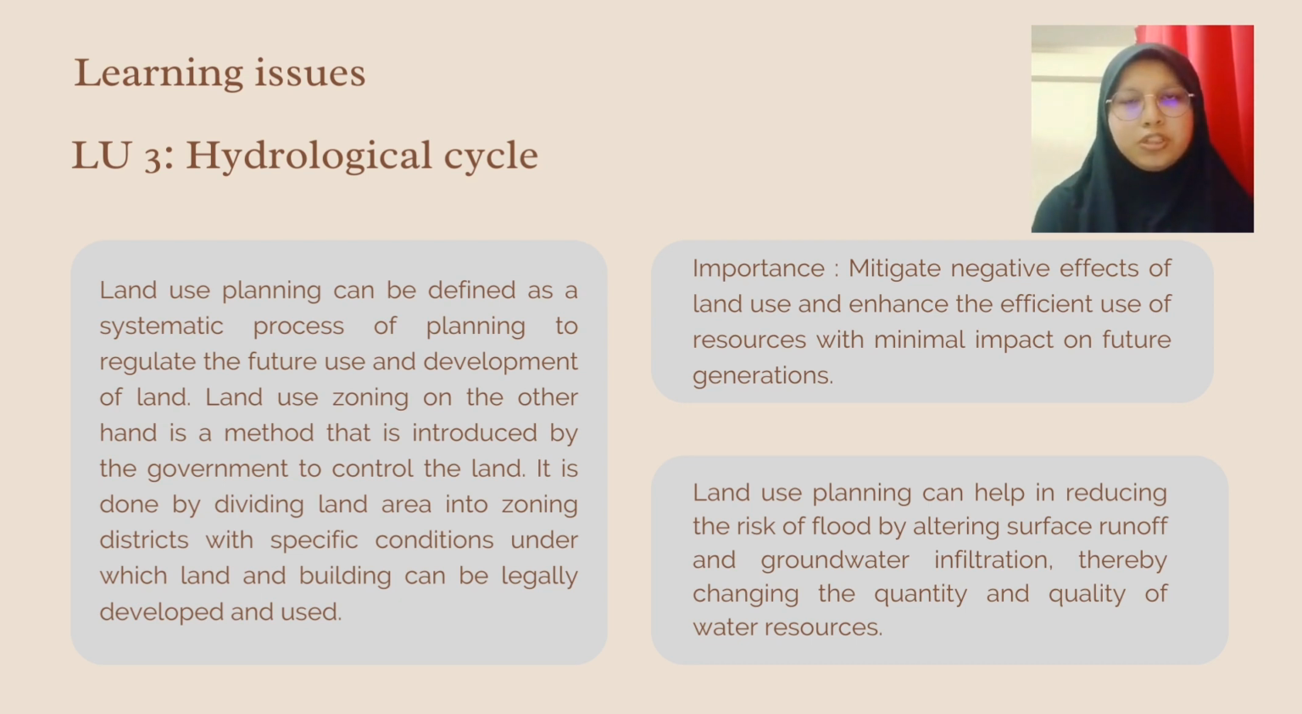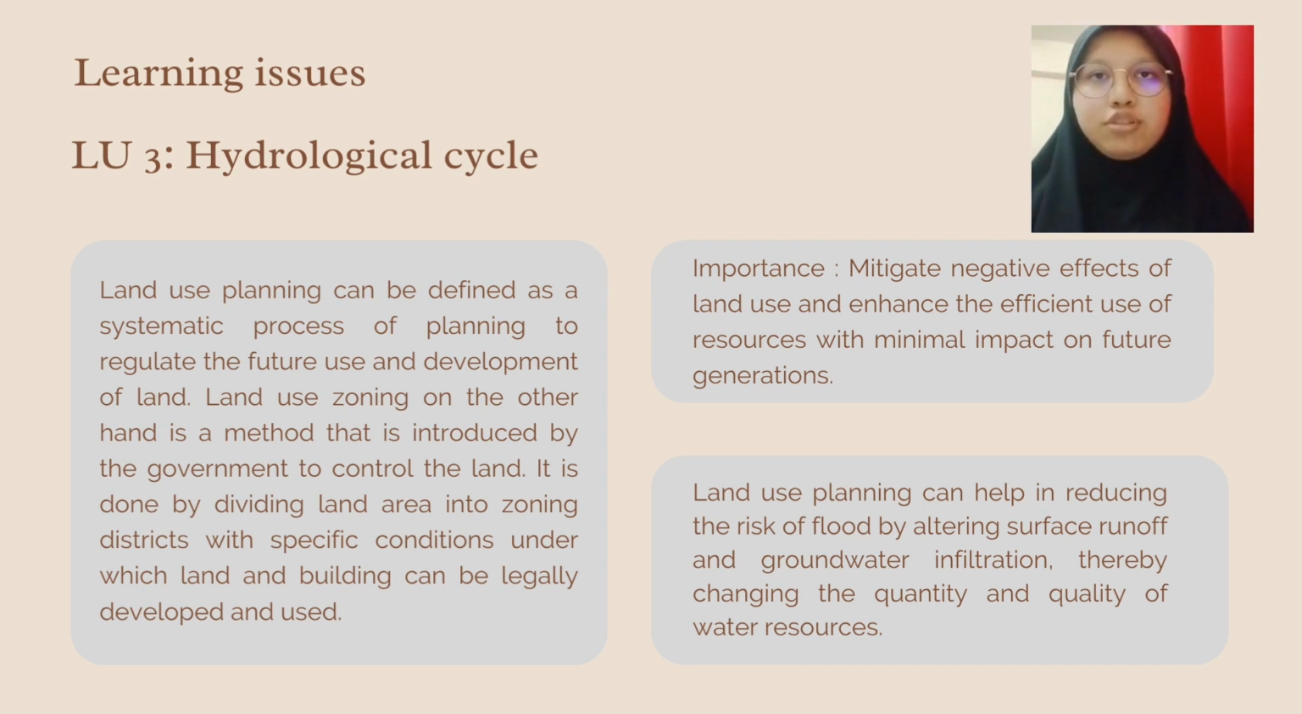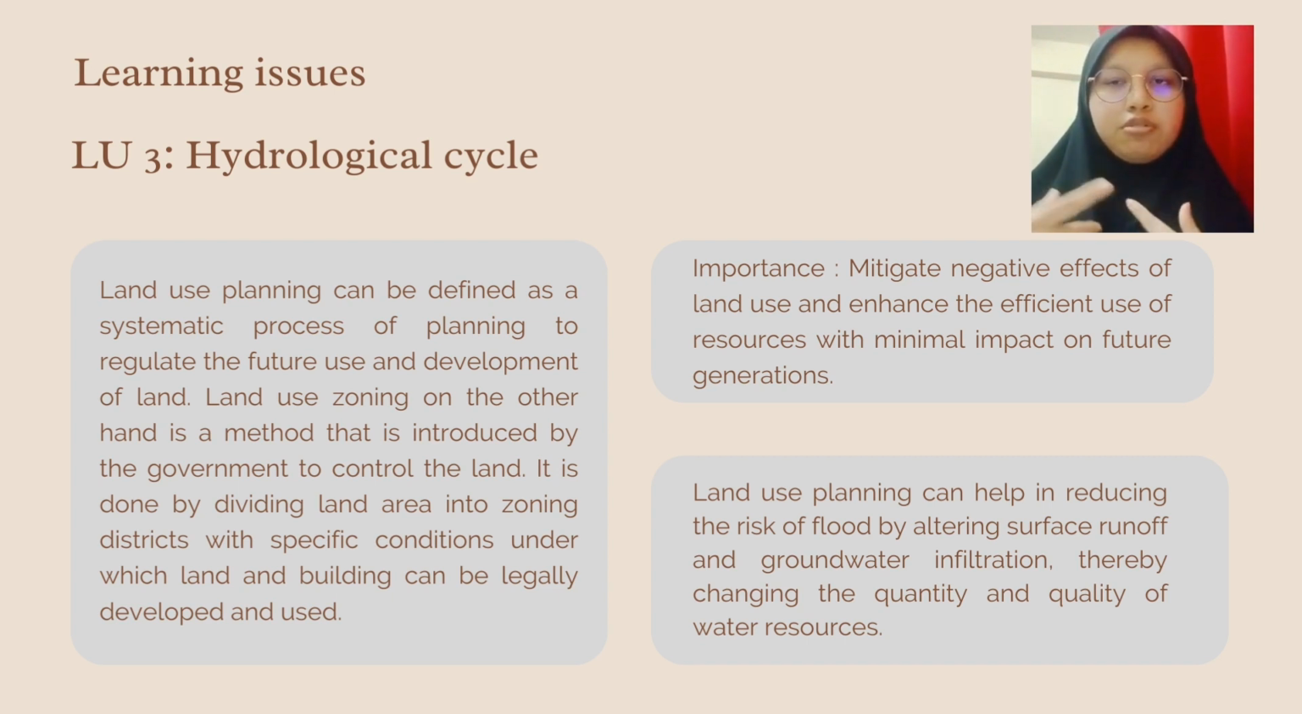Now, for the importance of land use planning and zoning, it is to mitigate negative effects of land use by enhancing the efficient use of resources with minimal impact on future generations. And land use planning can help in reducing the risk of flood by altering surface runoff and groundwater infiltration, thereby changing the quantity and quality of water resources. As we all know, infrastructure prevents water from flowing into the soil, thus explaining why the hydrological cycle in the urban city differs from the hydrological cycle in the natural forest.